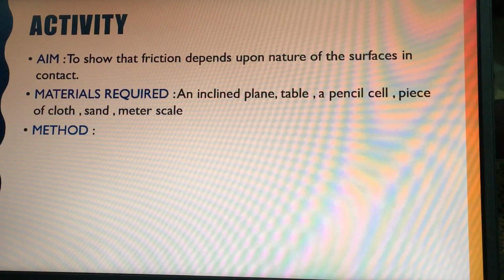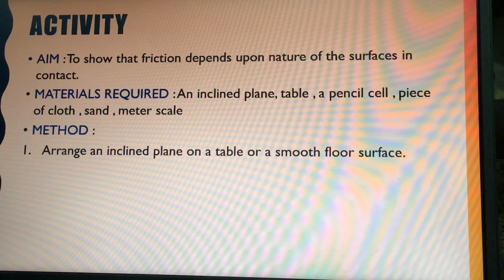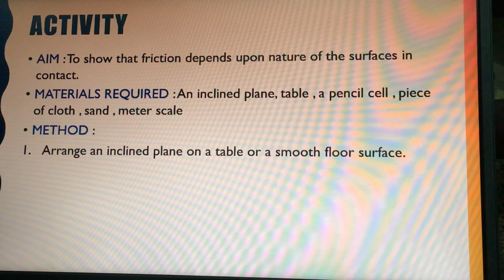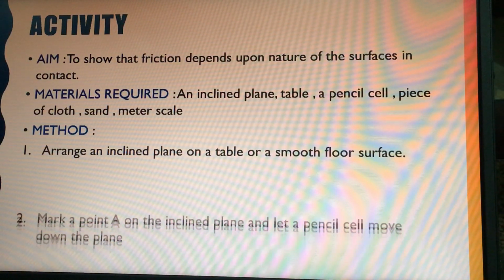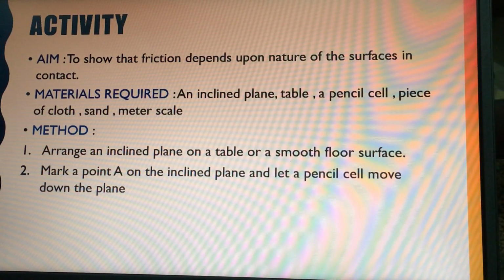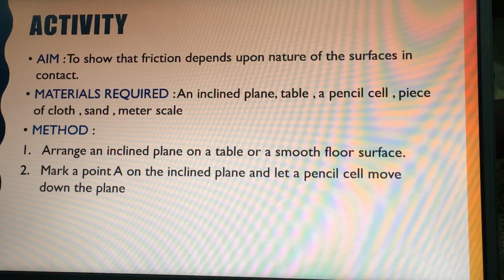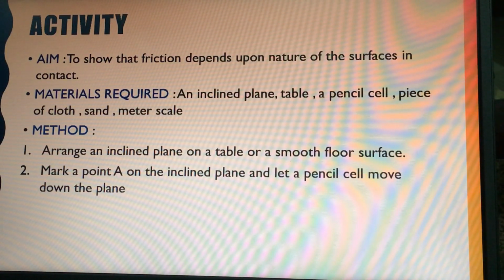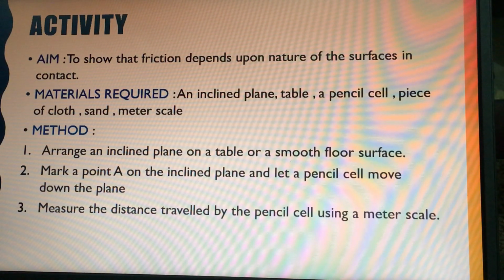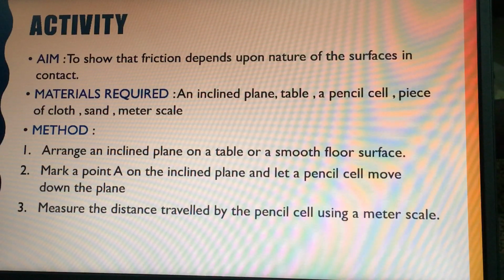Now the method. First of all, arrange an inclined plane on a table or a smooth floor surface as shown in the figure. Mark a point A on the inclined plane and let a pencil cell move down the plane. Point A is the starting point from where you will allow the pencil cell to move down. Now, measure the distance travelled by the pencil cell on the table surface using a meter scale.